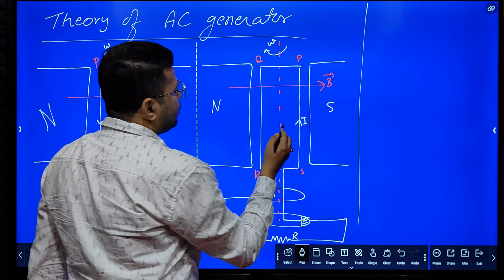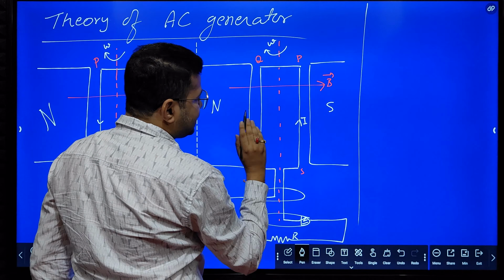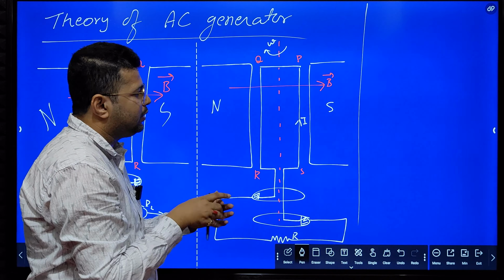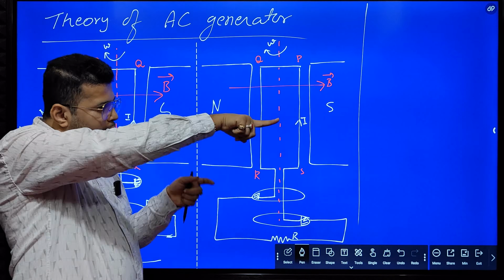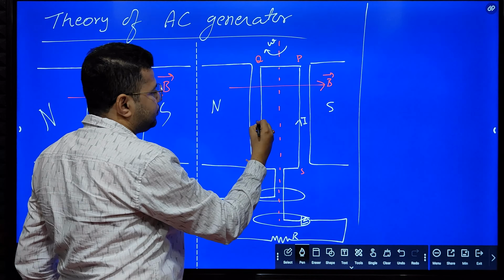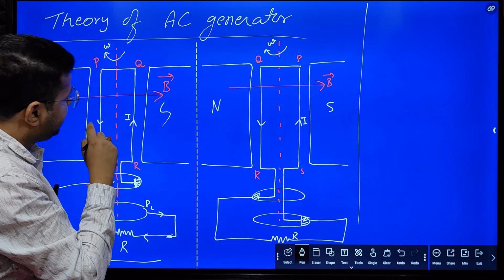Current is upwards. Now, if PS is coming out, QR is going in. If QR is going in, see, magnetic field, direction of motion of conductor inside, direction of current down, correct now? So, what does it mean?